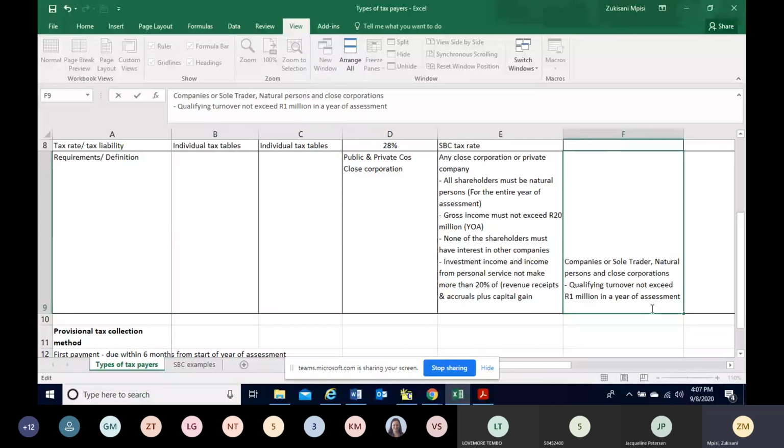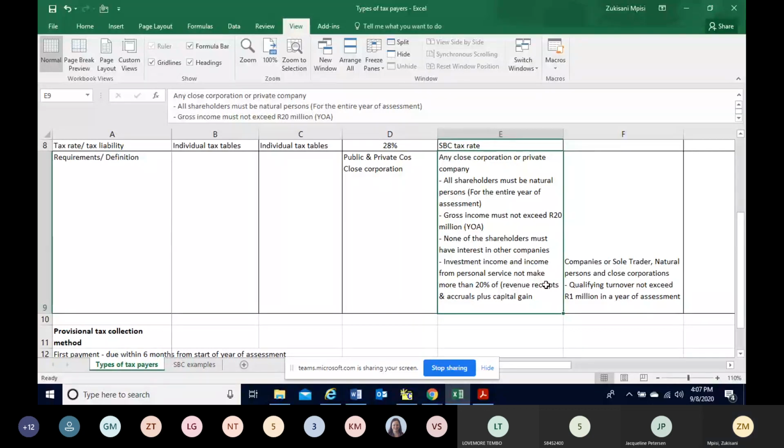So we move on and we immediately look at 8.3.1 on the textbook. It tells us what is a qualifying turnover. So what is a qualifying turnover? Qualifying turnover is defined in terms of paragraph 1 of the 6th schedule as total receipts from carrying on business activities, excluding any amount of capital nature, excluding any amount exempt from tax in terms of section 10. So here you are told a qualifying turnover is defined as total receipts from carrying on business activities, excluding any amount that is capital in nature.